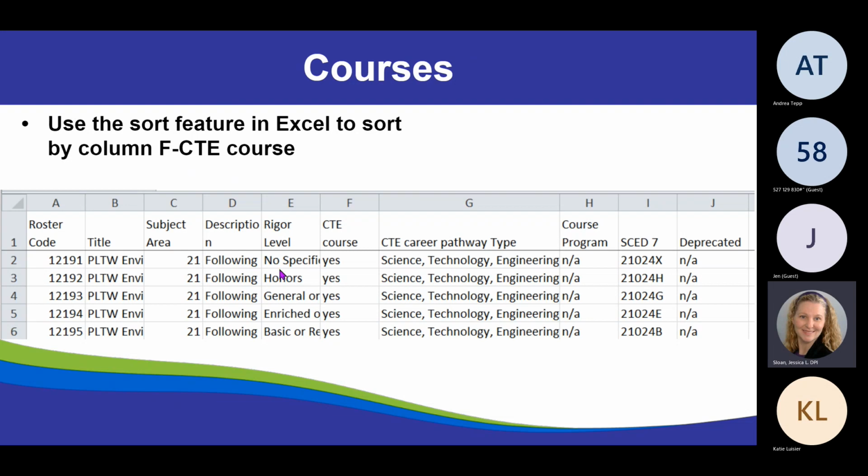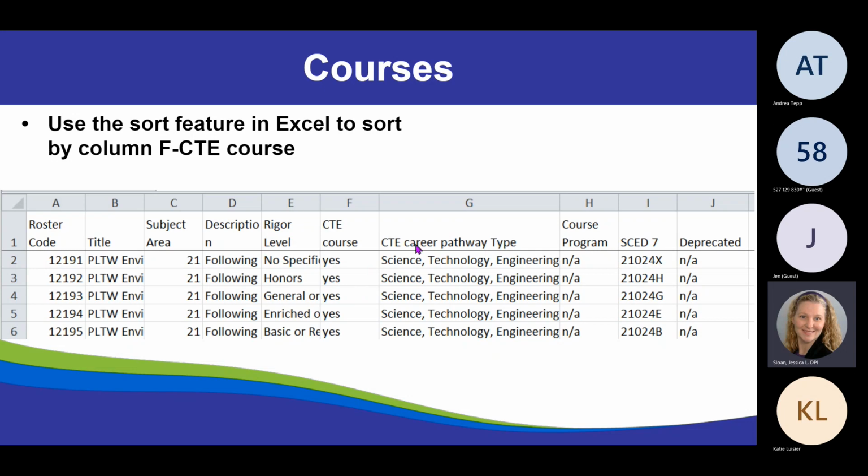Okay, so just some quick tips. I like to start with column F. I like to sort the entire Excel document by column F, CTE course, so that it says yes on top and that I only let my CTE teachers look at CTE courses. If it says no here, then my CTE teachers should not even be looking at it because it's out of their realm. It's out of their department.